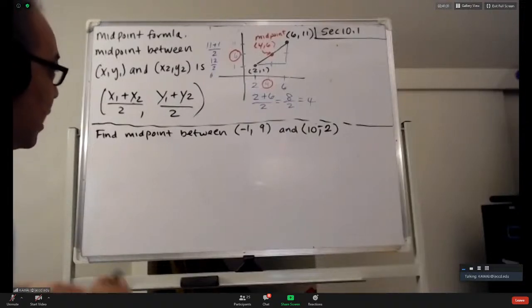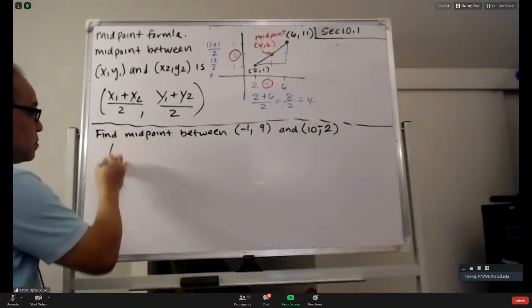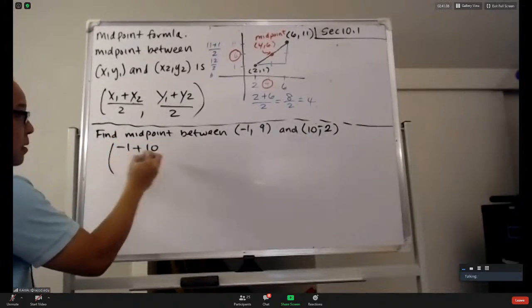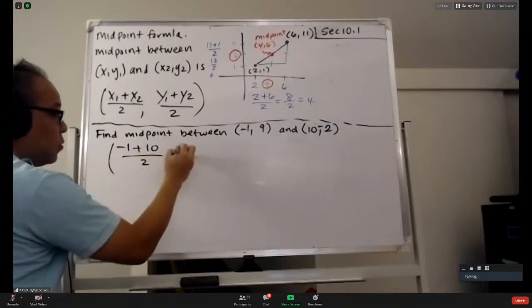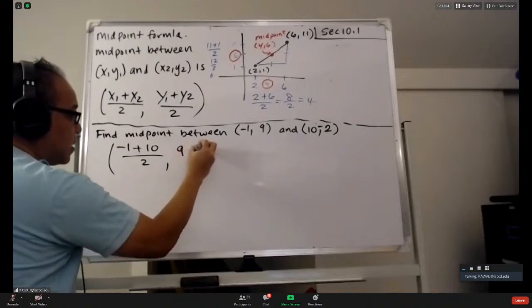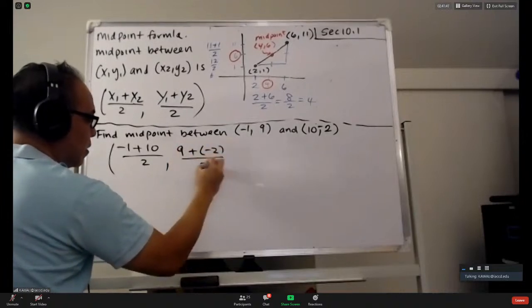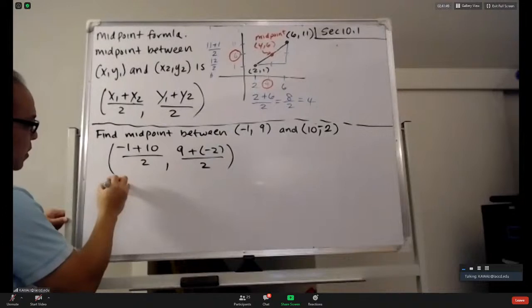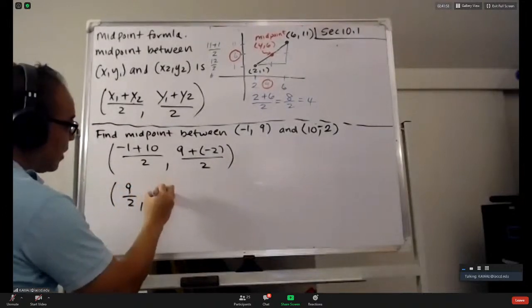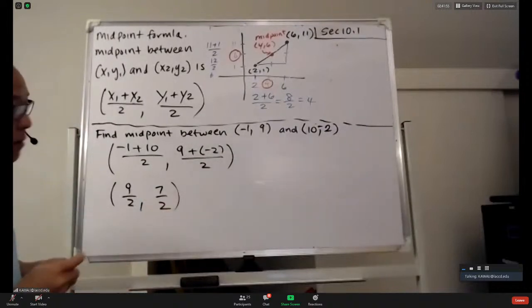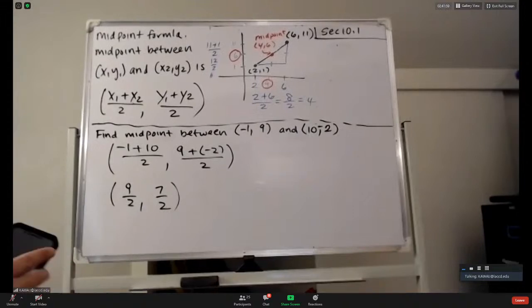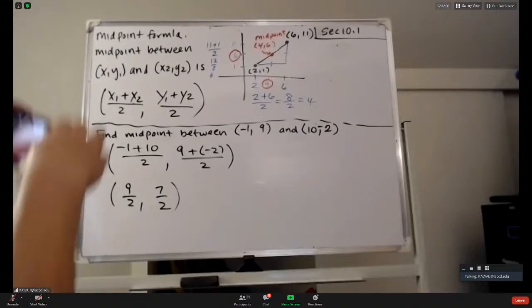So let's go. We have (-1 plus 10) over 2, and (9 plus -2) over 2. This turns into 9 over 2, 7 over 2. Done. So you don't have to draw it. You can just compute it by taking the average of the x and the y.